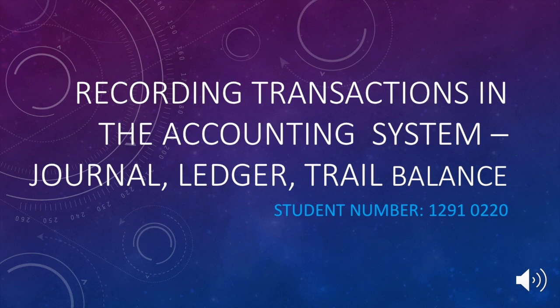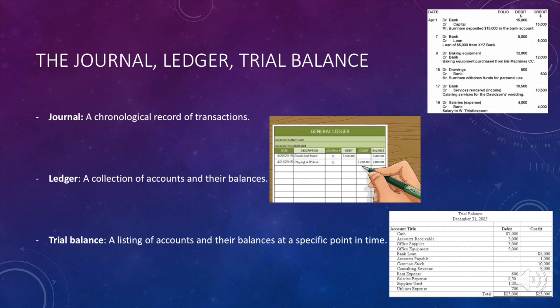Hi, today we are looking at recording transactions in the accounting system, focusing on the journal, ledger, and the trial balance. The journal is a chronological record of transactions, the ledger is a collection of accounts and their balances, and the trial balance is a listing of accounts and their balances at a specific point in time.